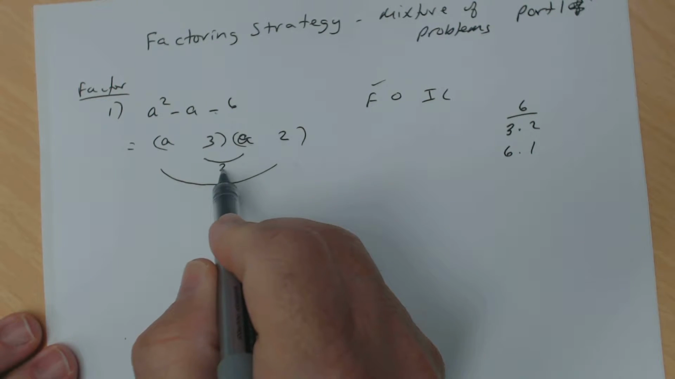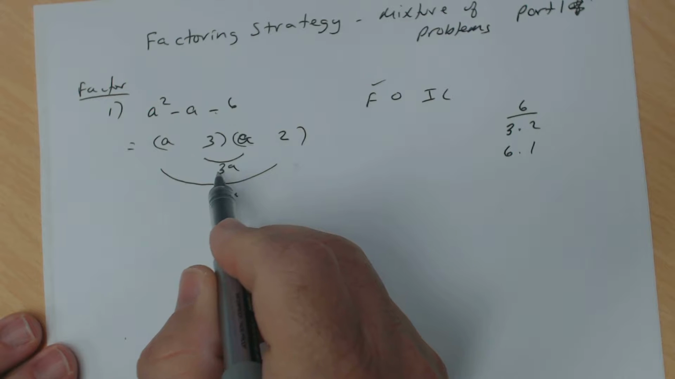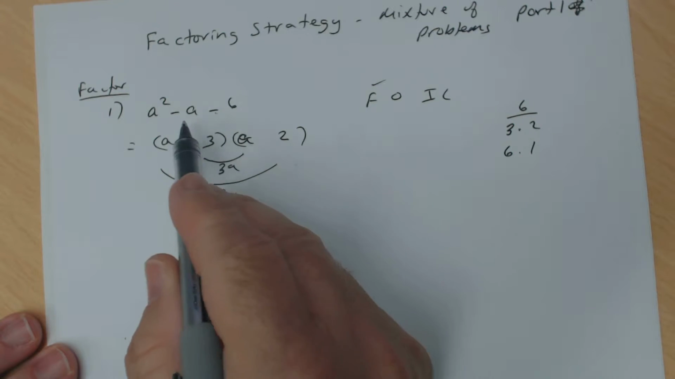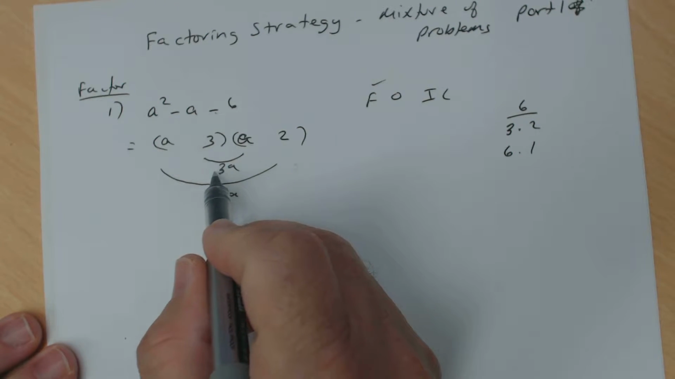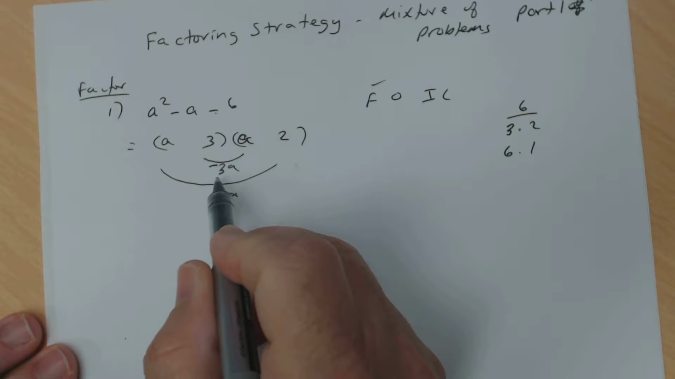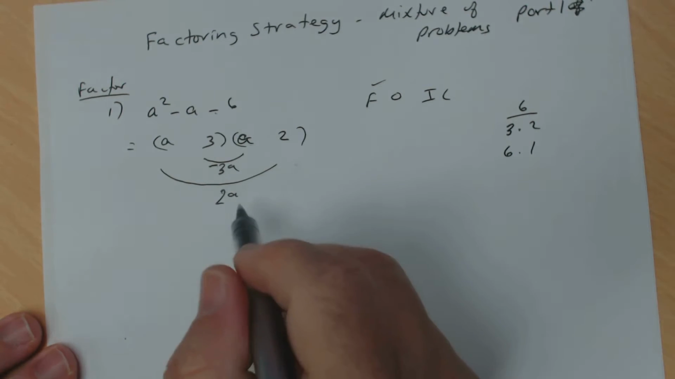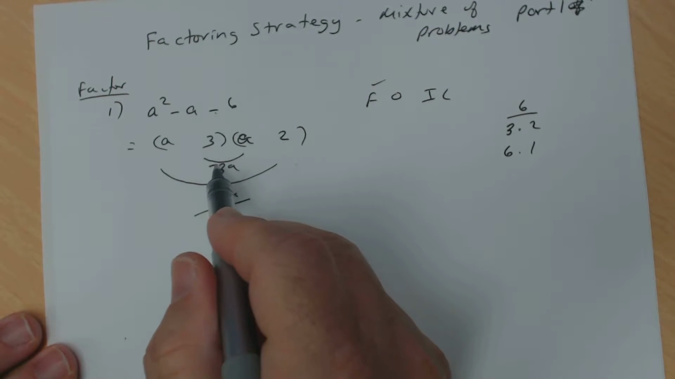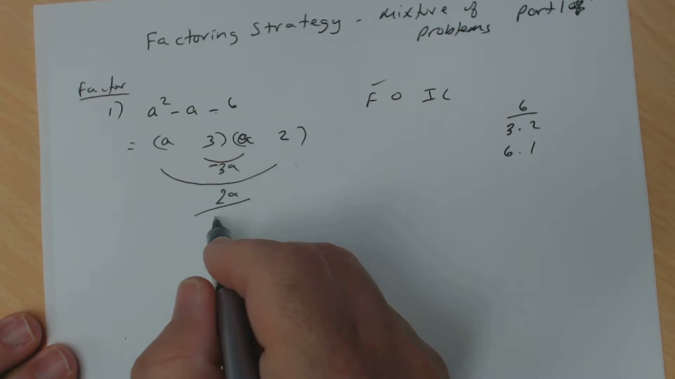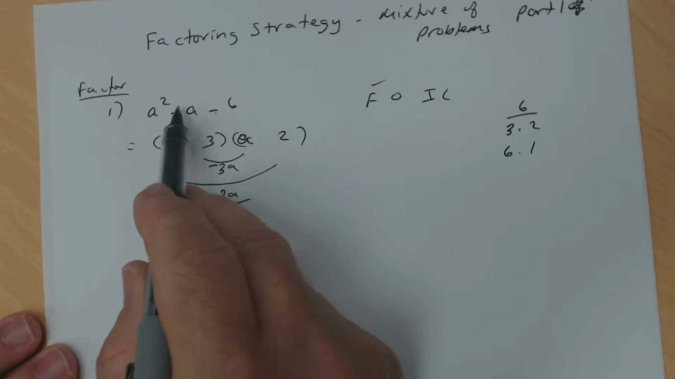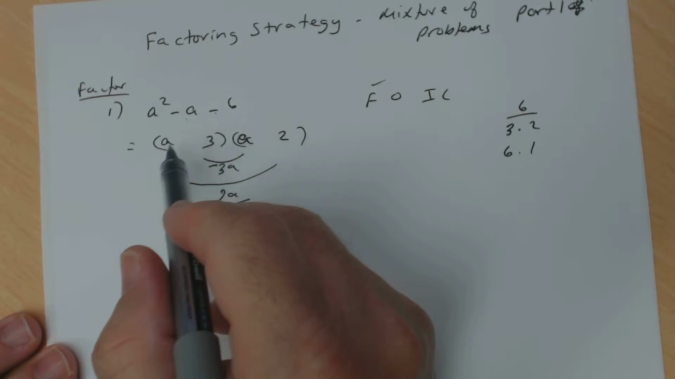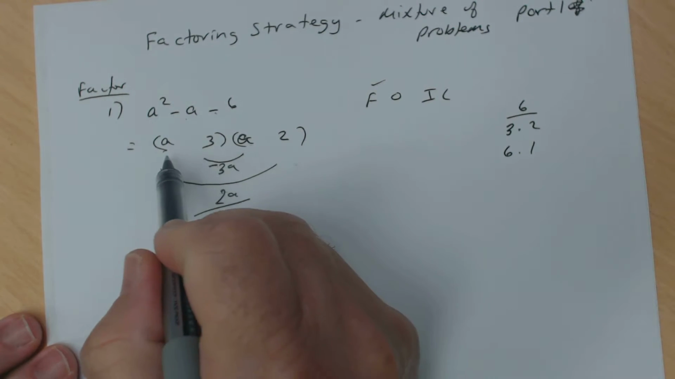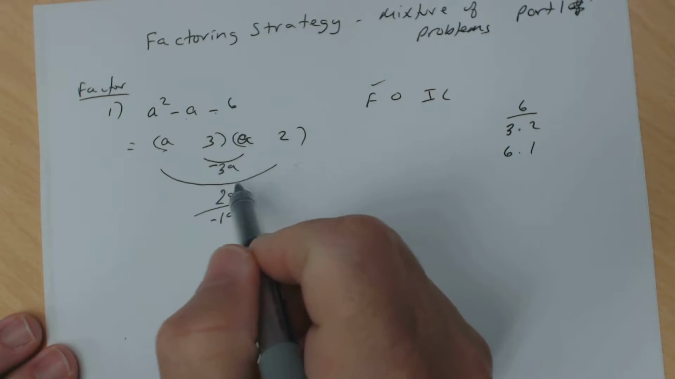3 times a is 3a. The larger of these coefficients will take this middle sign. So that means that 3A is negative, and 2A is positive. That's the only way I can get, if you look at this, a negative 3A and a 2A is a negative 1A, which is what you wanted. So our terms are in the right place. I just need to put the correct signs.